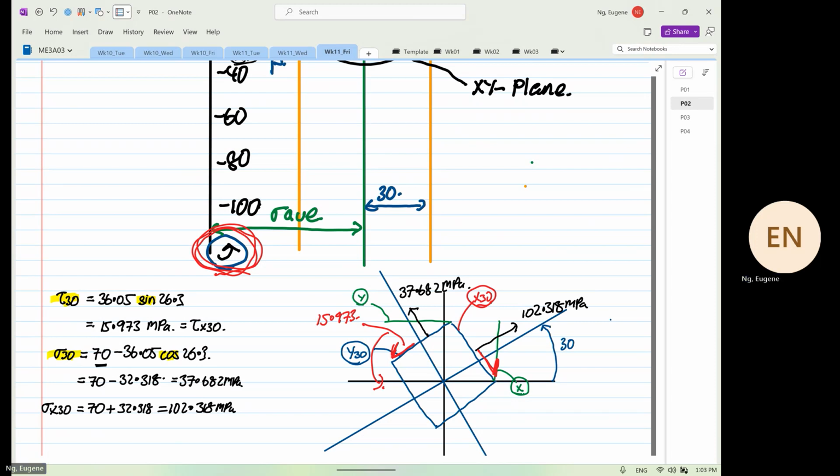Difficult? No. Straightforward. I don't want you to use the formulas. Understand the what? Understand the circle. Okay.